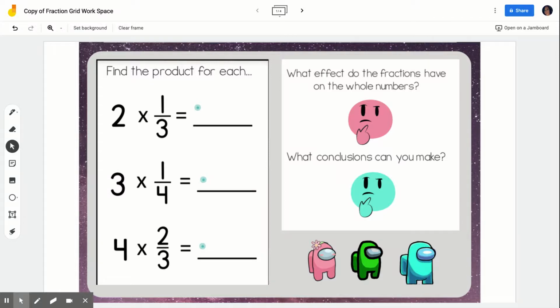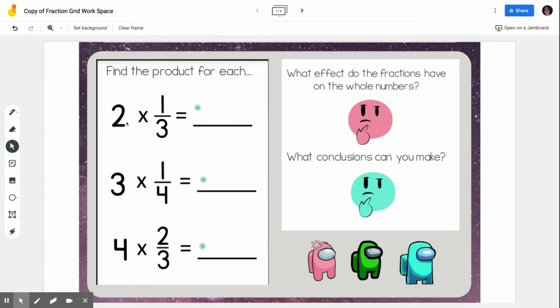Okay, guys, another new skill coming your way. This skill is called resizing or scaling a fraction. Your I can statement talks about how you should be able, by the end of this lesson, to look at what we're multiplying here and decide if the product that you get is going to be larger or smaller than the whole number that you're multiplying.